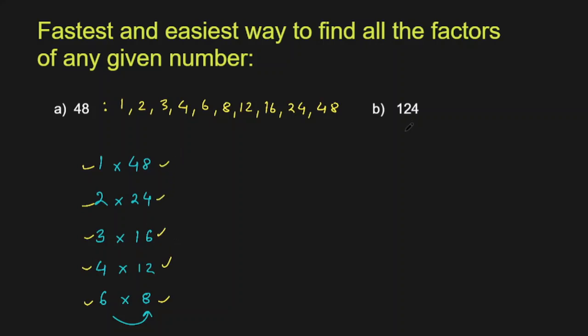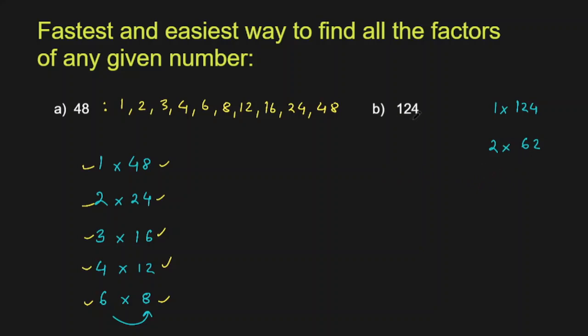In the same way we can find for 124. Let's try. It's a big number. So factors of 124. 1 times definitely 124. Then it goes with 2. Okay, 2 times 62 will give 124.